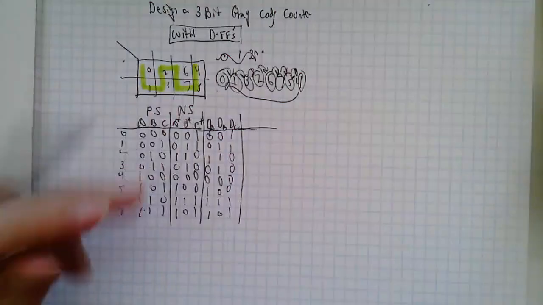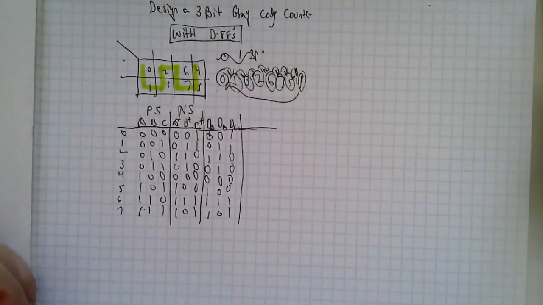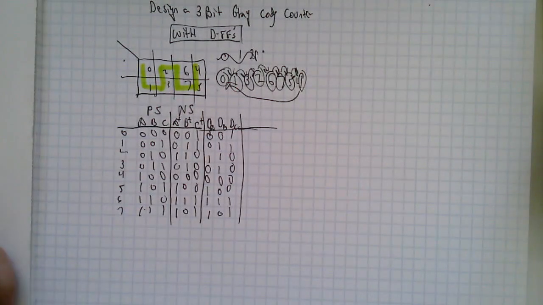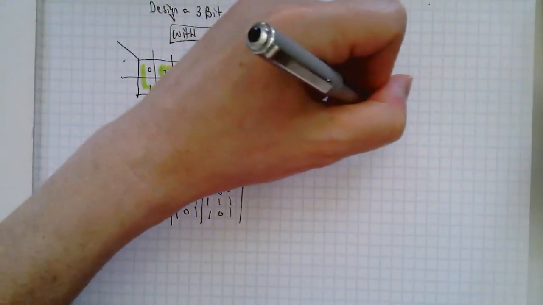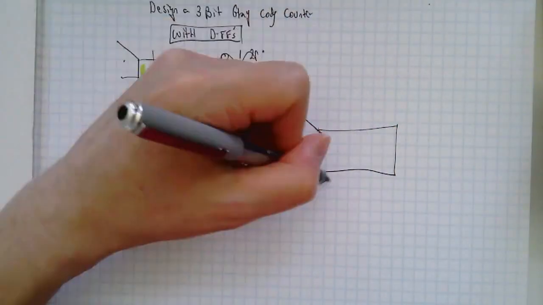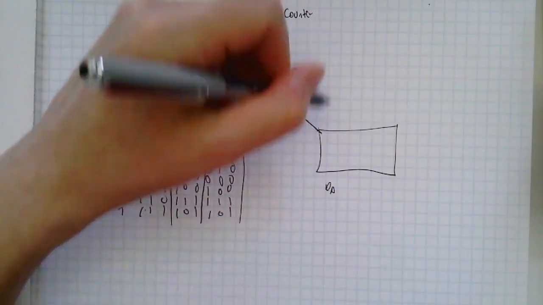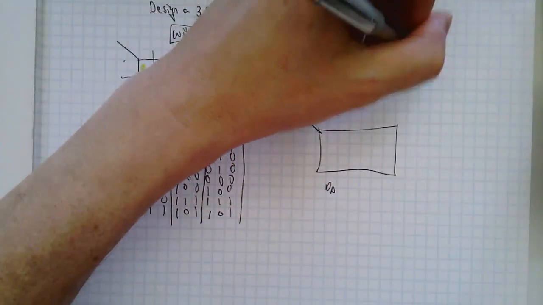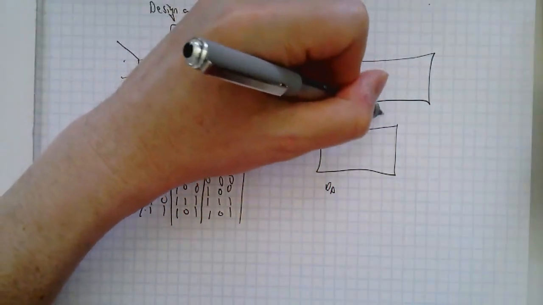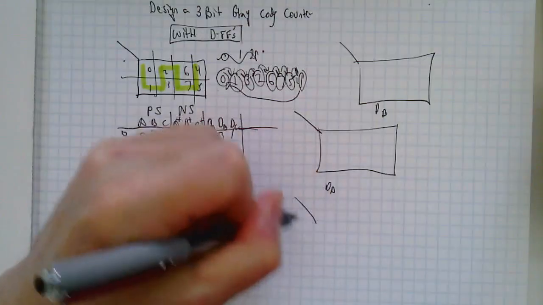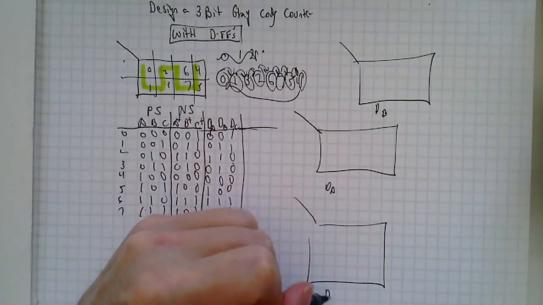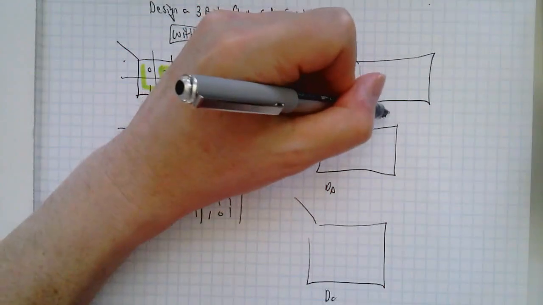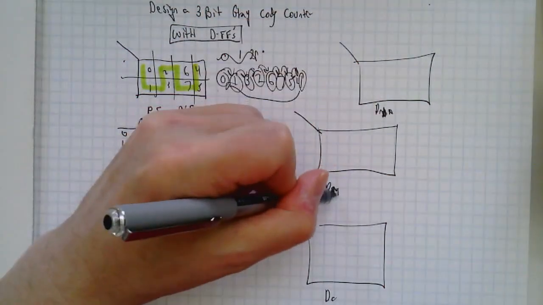But to do the circuit, I'm going to need some kind of a K-map. I'll need 1 for D sub A. I'll need 1 for D sub B. I'll need 1 for D sub C. Suppose I should have gone in order. That will make this D sub A. That will make this D sub B. How's that?